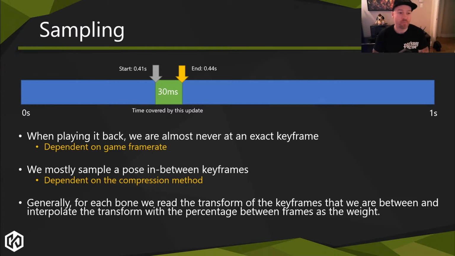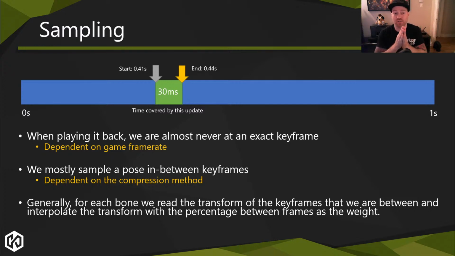So when sampling, as I said, we're not at any exact keyframe because as the engine steps, it's stepping at a variable time step most of the time. And even if you've locked your frame rate, it's not guaranteed that it's going to be exactly 30 FPS all the time. So what ends up happening is you have a starting point in an animation, like in the diagram, and then you have the end point of the animation in the diagram. And that's what was covered in terms of time on that animation for that frame.